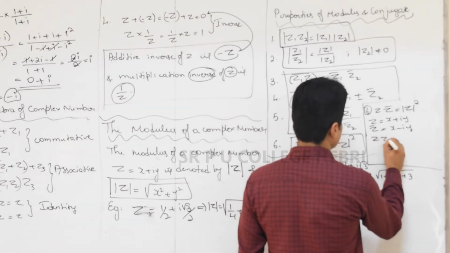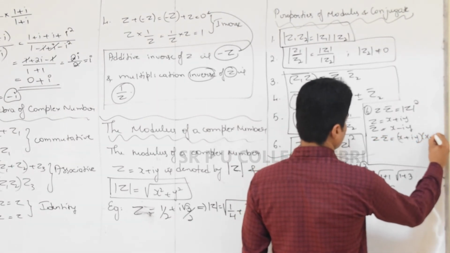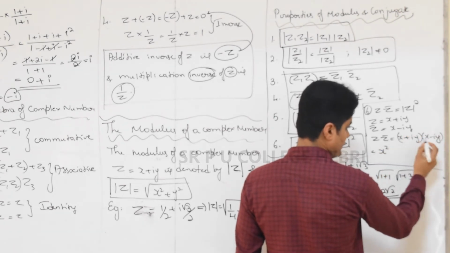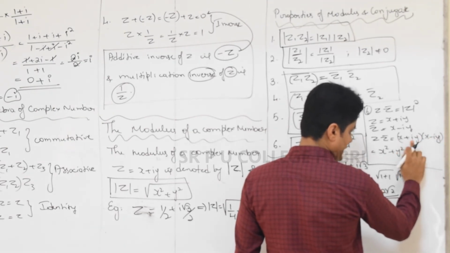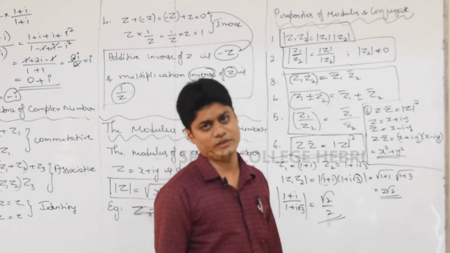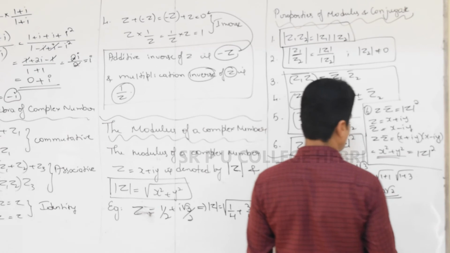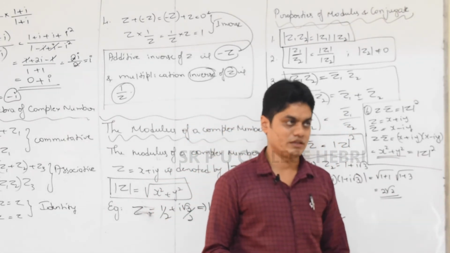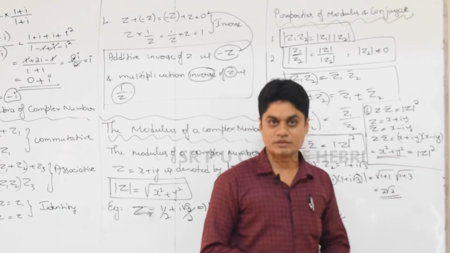Then what is z into z bar according to multiplication? x plus iy into x minus iy. So this becomes x square, and the iy terms cancel, so only x square plus y square you are getting. Now this is also equal to mod z whole square. What is mod z? If z is equal to x plus iy, root of x square plus y square, and root of x square plus y square whole square is nothing but x square plus y square.